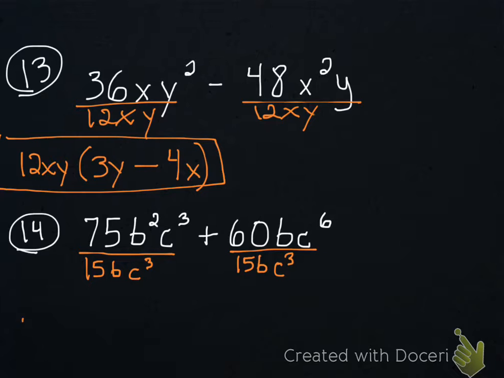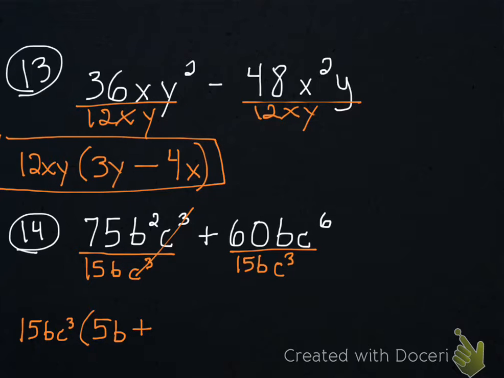That's my greatest common factor, 15bc cubed. Now let's see what's left. 75 divided by 5 is 5. Had 2 b's, took 1 away, I still have 1 left. 3 c's, 3 minus 3 is 0. So the c's are gone. Drop down the plus sign.